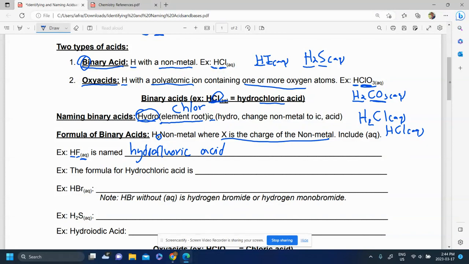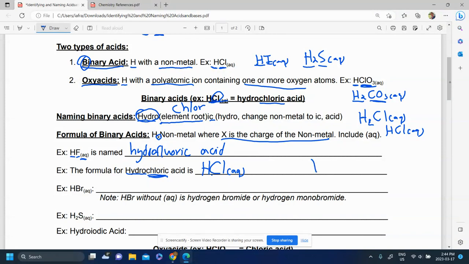Formula for hydrochloric acid. So I know this is binary because we have hydro in the front. Oxyacids actually wouldn't have hydro. We'll learn that later. So we'll put H. Charge of chlorine is 1, so no need to put a number there. And then Cl, and then AQ. You need to put the AQ. If you don't put the AQ, then you don't really have the acid.